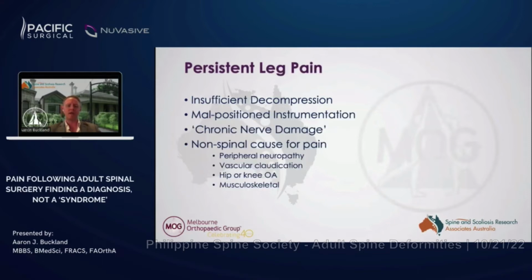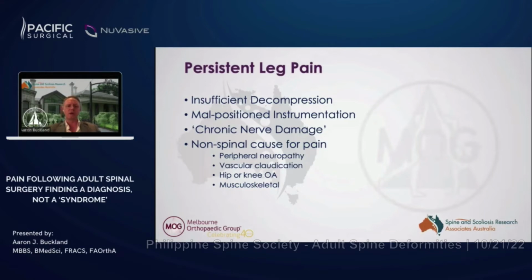In terms of leg pain, well, always be critical of yourself. You want to make sure that you have actually adequately decompressed. So I've got a low threshold to scan these patients with leg pain postoperatively. You want to know that you haven't put the instrumentation in the wrong position. And thankfully, this is less and less common with modern technology such as navigation and intraoperative 3D imaging, but it does still occur. There are still some patients that have chronic nerve damage, but to me, this is the diagnosis of exclusion. This is not the first thing I think of.